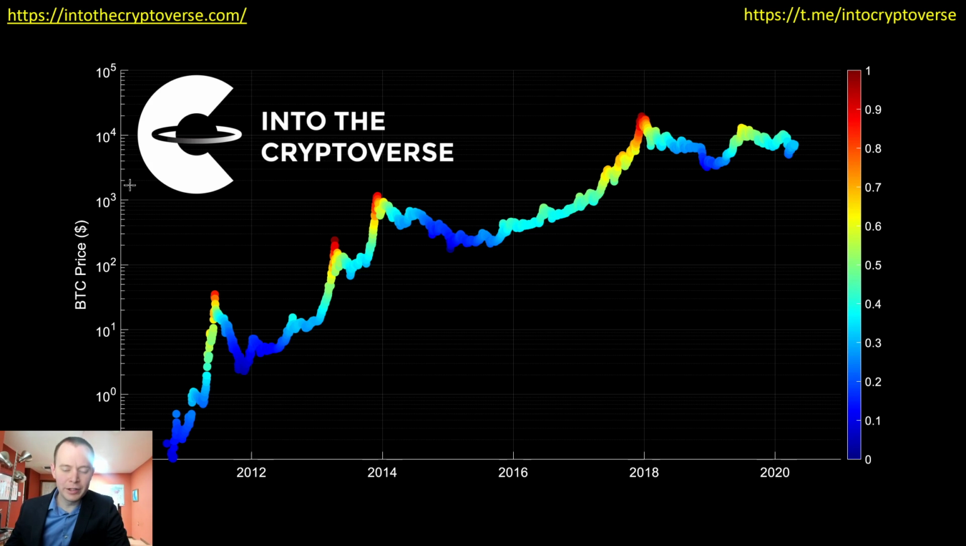For those who are unfamiliar with the risk metric, what we're doing here is just plotting the price of Bitcoin versus time. Note that the y-axis here is a logarithmic scale, so each move up from major tick to major tick is 10x. It's also color-coded by the risk level, and the risk level goes from 0 to 1. If it's dark blue, it means the risk level is historically low. If it's dark red, then it means it's historically high.